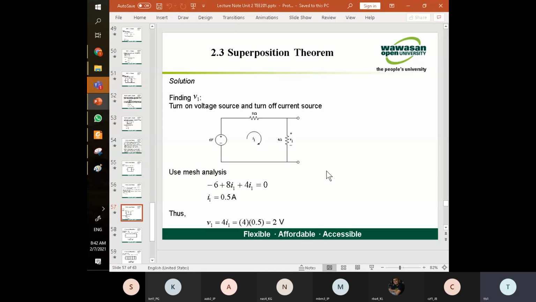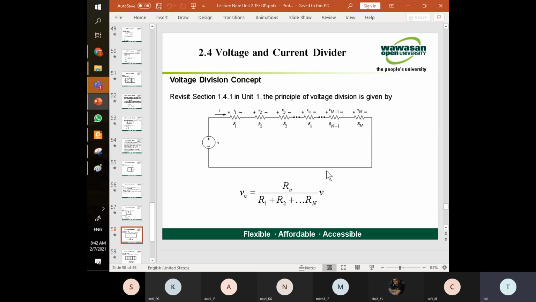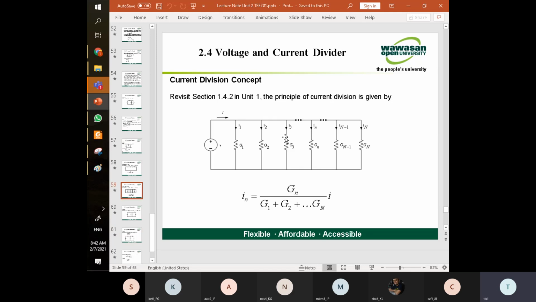But in my experience, the chance of using this superposition theorem is really low. Usually we just use KCL and KVL. I think 90% of the time, we just use KCL and KVL, and we can solve the circuit analysis task. We don't need to use superposition, but this is one of the theorems you should know. It's good to know this theorem. And then we come to the voltage and current divider. I think this should be the last topic.